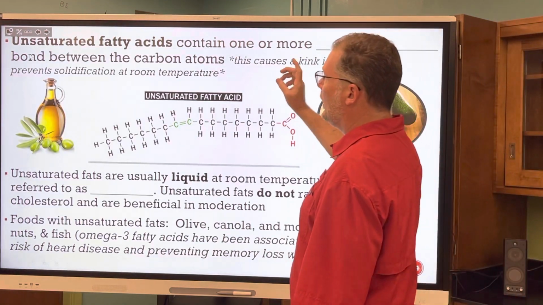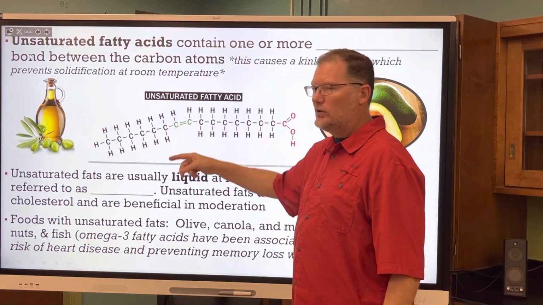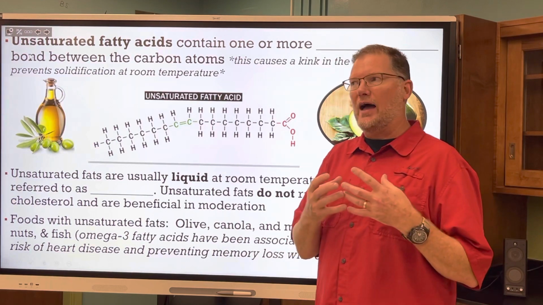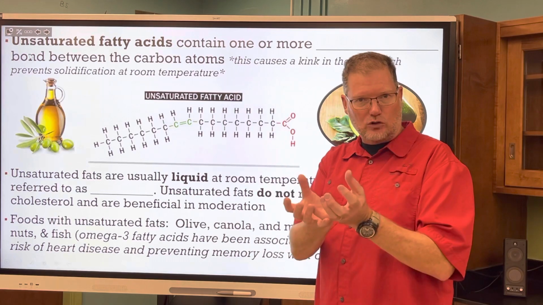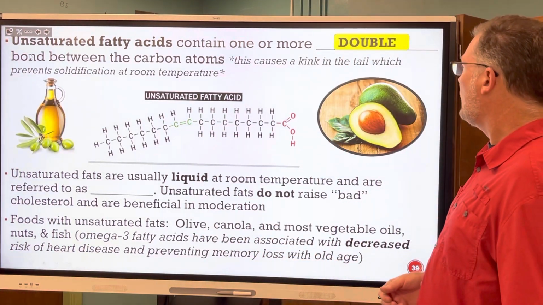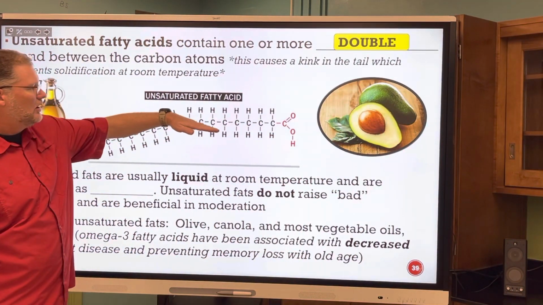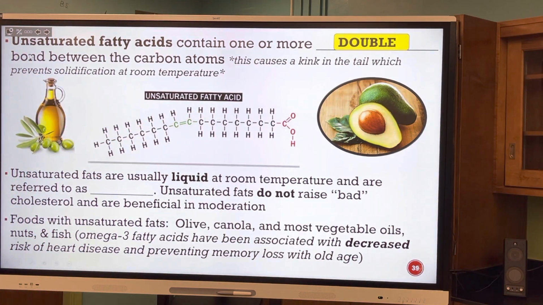Now here, unsaturated, see this? What happened? They're not full of hydrogens anymore, but they still have to make that special bond that keeps them stable with the 8 electrons, right? So they had to make a double bond. And so those double bonds between the carbon atoms cause the tail to have a kink in it. And that prevents solidification at room temperature. That kink is what makes it a liquid at room temperature.